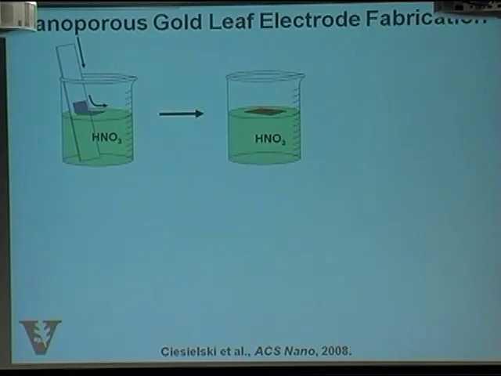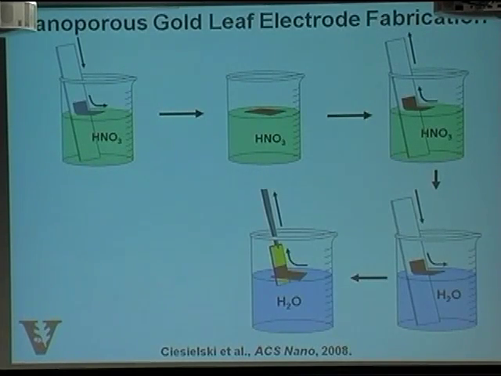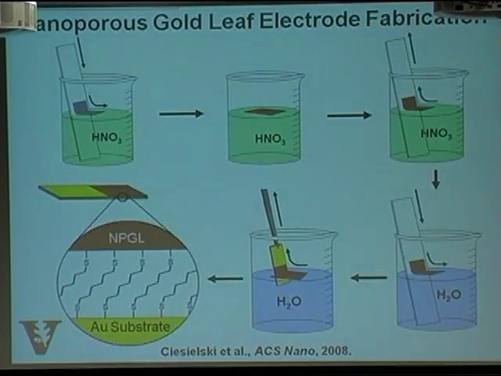We took the nanoporous gold leaf on a glass slide and dipped it in a beaker of nitric acid. The nitric acid pulls out the silver, creating a porosity inside the structure. The gold is left behind, and you have this nice porous gold structure. Then we take it out of the nitric acid to rinse it. And then we actually attach it to an electrode surface through a chemical interaction. If we're attaching it to gold, we will use what's called a dithiol.